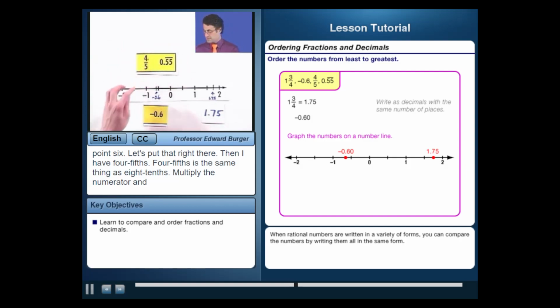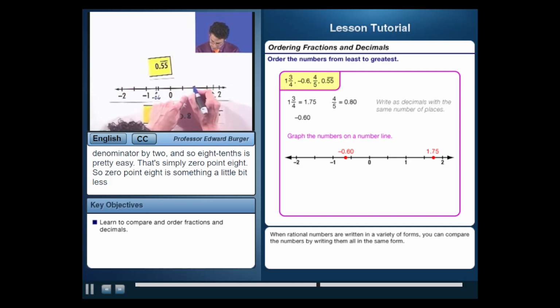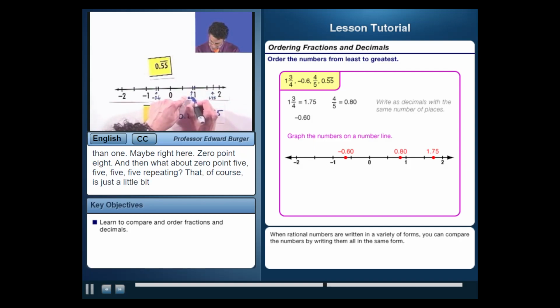And then I have 4/5. Well, 4/5 is the same thing as 8/10. I multiply the numerator and denominator by 2. And so 8/10, that's pretty easy. That's just simply 0.8. So 0.8 is something a little bit less than 1. Maybe right here. 0.8.